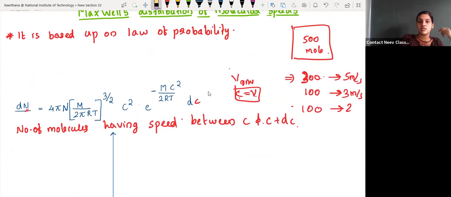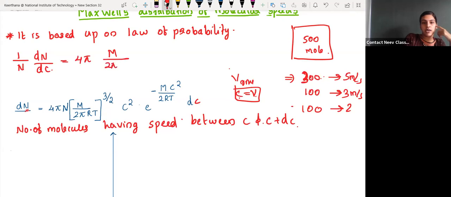Rewrite this equation as 1 by n dn by dc is equal to 4 pi times (m by 2 pi RT) all raised to 3 by 2, c square e raised to minus mc square by 2RT.